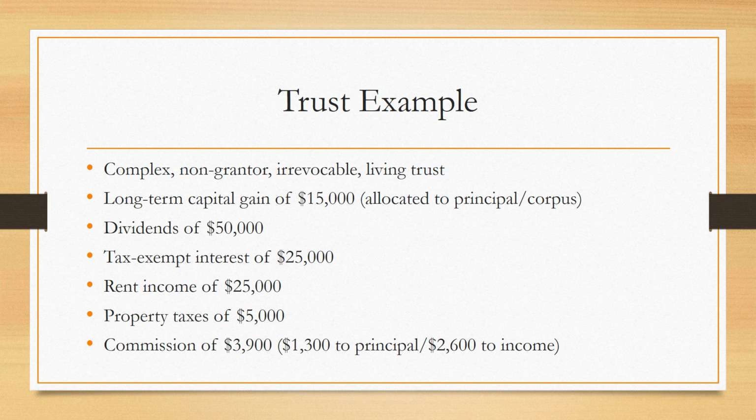By way of an illustration, let's take the example of a complex, non-grantor, irrevocable inter vivos trust with long-term capital gains of $15,000 that the trustee wishes to allocate to the principal. There are dividends of $50,000, tax-exempt interest and rent of $25,000 each, $5,000 of property taxes, and a total of $3,900 in commissions paid out, of which the trustee has made the decision to allocate $1,300 to principal.